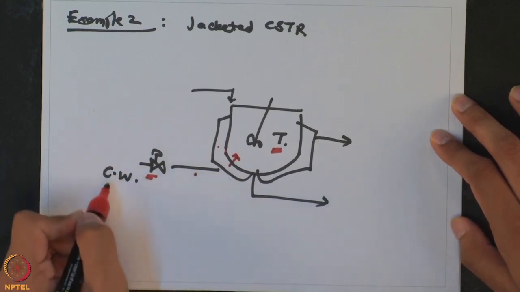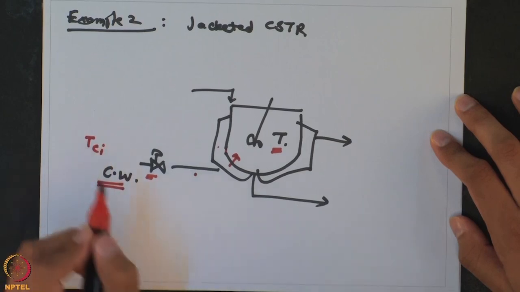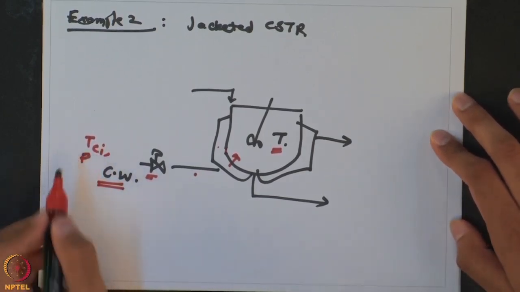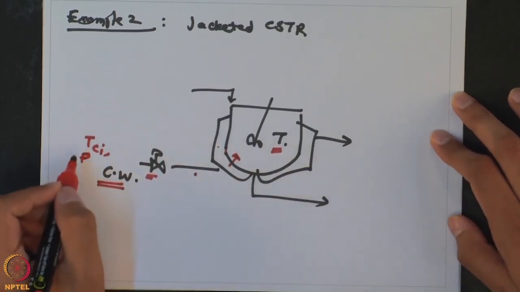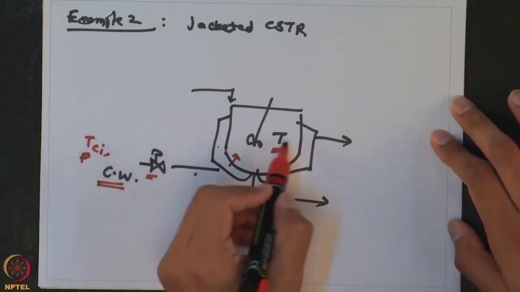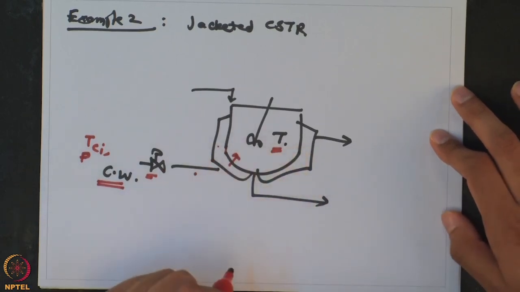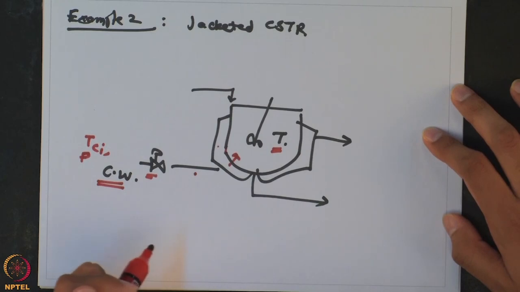And if there is any disturbance upstream of this cooling water, which may be that the inlet temperature of the cooling water has changed, or it is the inlet pressure of the cooling water which has changed, which has a minor effect. So in that case, in order to reject those disturbances, you will have to wait for this reactor temperature to show any effect. So in order to avoid that, you can again make use of a cascade control strategy.